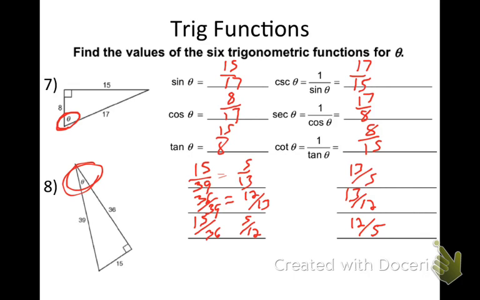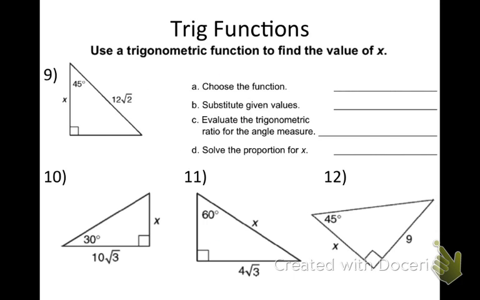Okay. Next part here. Using what we learned yesterday about the 45, 45, 90s and 30, 60, 90s, solve for x in these 4 triangles. You can use trig functions to solve, or you can just use what you know about 30, 60, 90s and 45, 45, 90s to solve these.